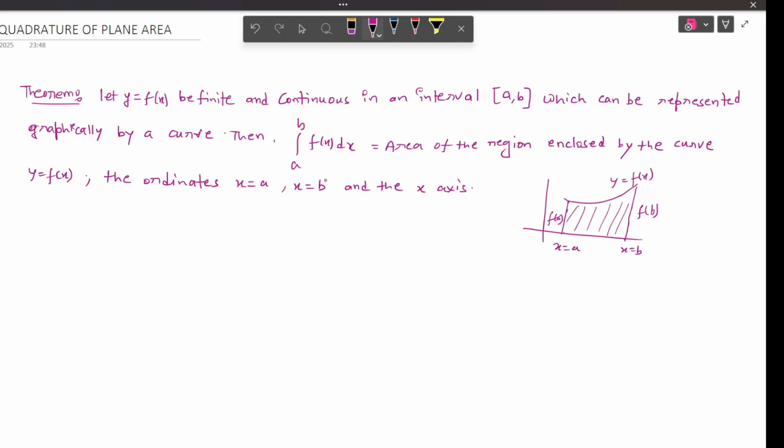And we can find the area if our curve is something like this. Let us say it is from y equals c to y equals d. Then this area would be integration c to d f of y dy.